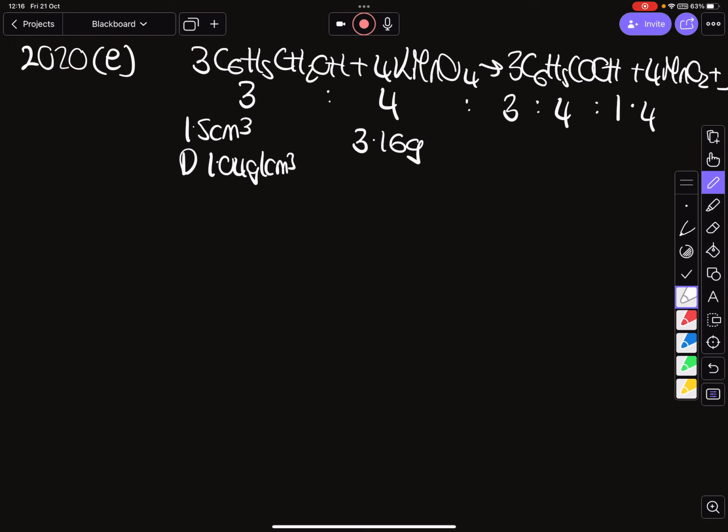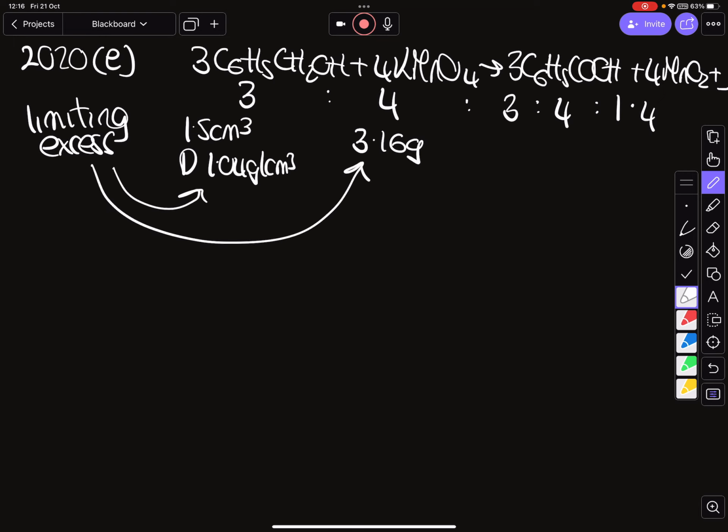It says, show by calculation whether there's sufficient potassium manganate to oxidize all the phenylmethanol. So that's a limiting and excess thing that we're trying to figure out. And the other giveaway is we have two pieces of information for reactants. That's only ever going to happen if it's an excess and limiting. And the second thing in part 2, it wants to know the theoretical yield of this.